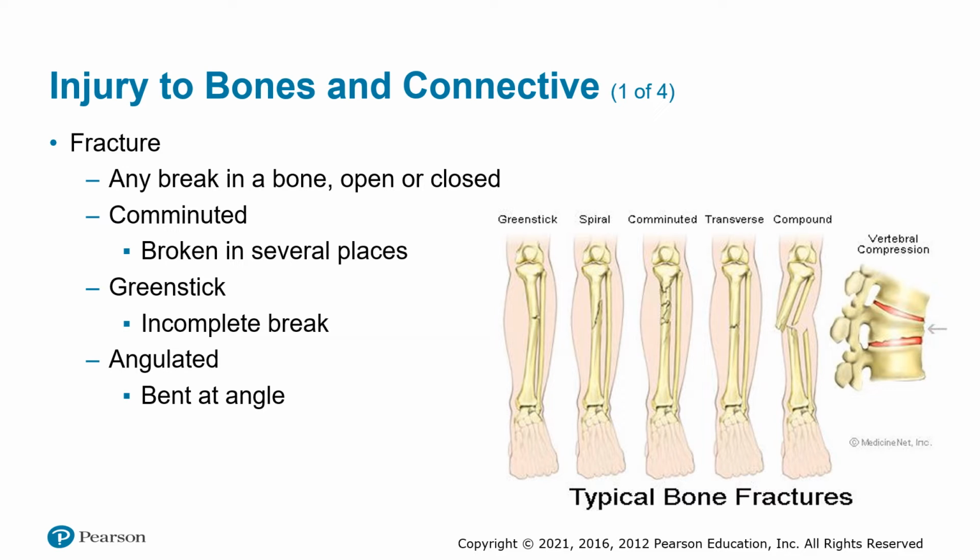General guidelines. So injury to bones and connective tissues. We can have a fracture, and a fracture is any break in a bone. It can be open or closed. The bone does not have to be sticking out for it to be open. If there's a wound over a break, that is considered an open fracture. There are several different types of fractures. You can have greenstick, spiral, comminuted, transverse, and compound fractures. You can also have an angulated fracture where it's bent at an angle.